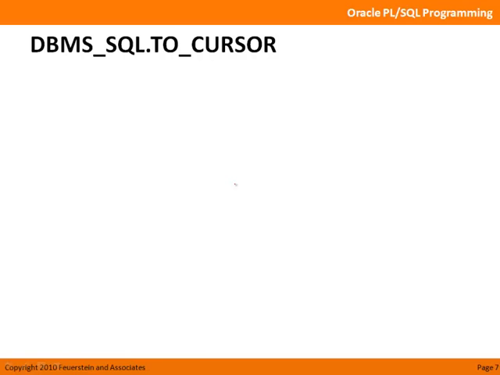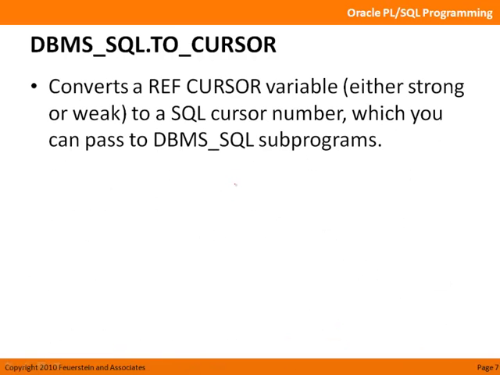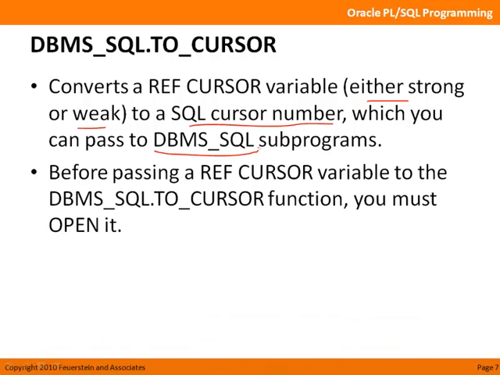Let's take a look at the reverse direction, to cursor. In this case, I'm going to take a cursor variable, and it could be strong or weak, and I'll convert it to a SQL cursor number, a DBMS SQL cursor handle, and that can then be used in calls to DBMS SQL. Note that before you pass the ref cursor variable to the to cursor function, you have to open it. It has to be a valid ref cursor.